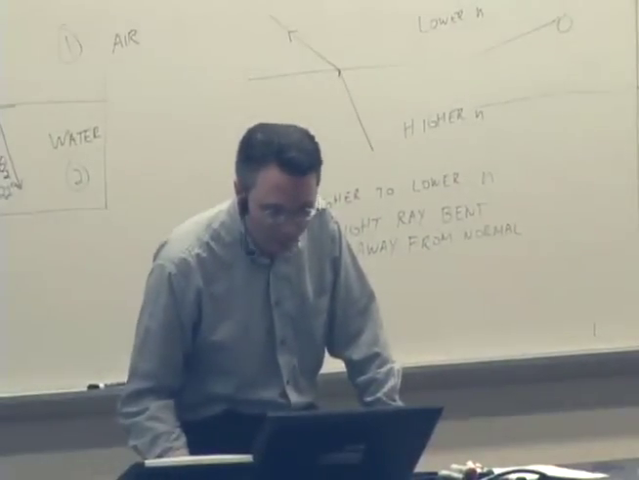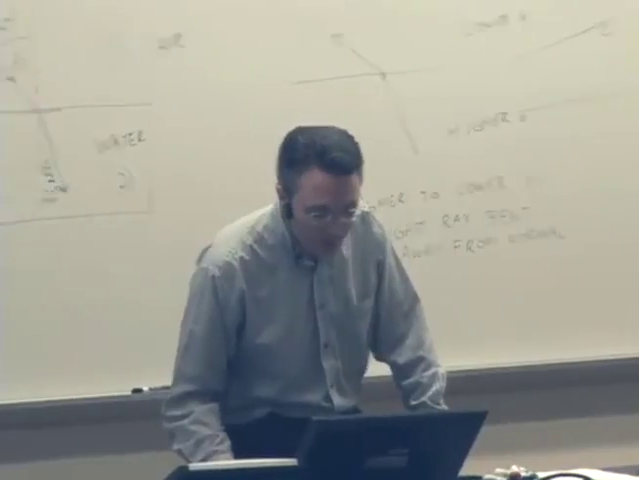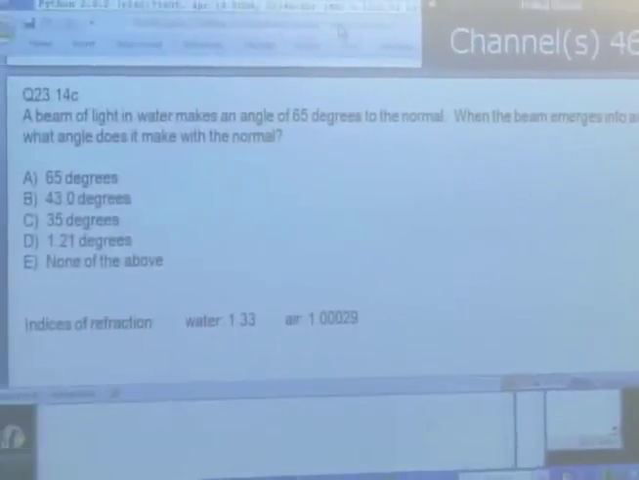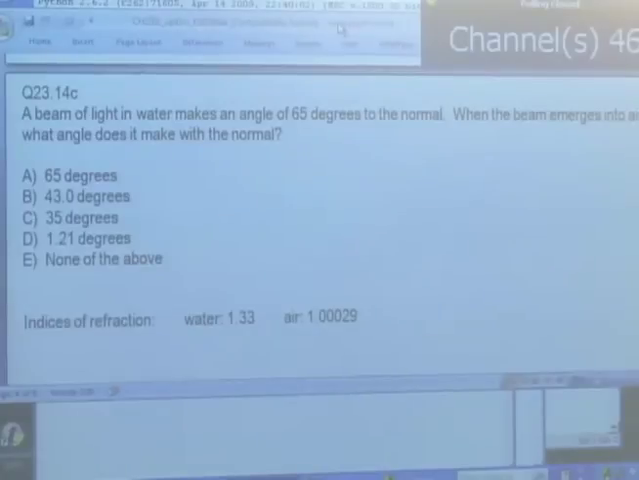Here's a question. Let's see if we can try this out. A beam of light in water makes an angle of 65 degrees to the normal. So again, we have light coming out of the pool and going up into the air. So you have like a flash or a flashlight or a light down at the bottom of a pool. Beam of light in water makes an angle of 65 degrees to the normal. When the beam emerges into air, what angle does it make with the normal?